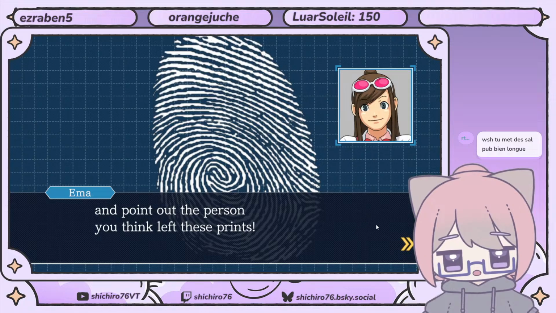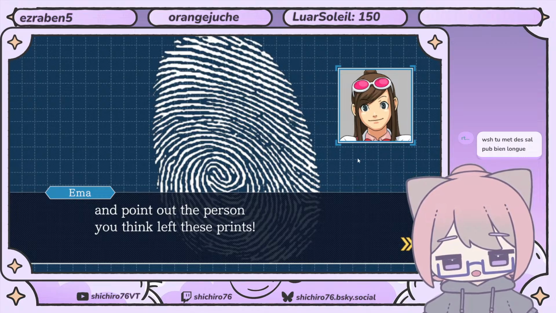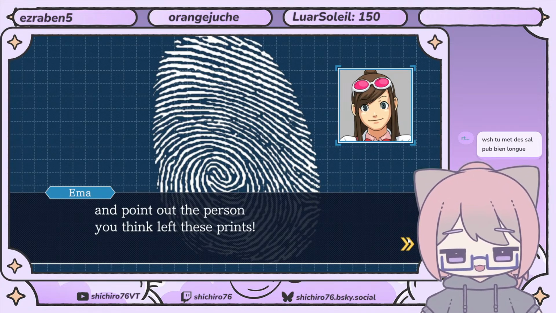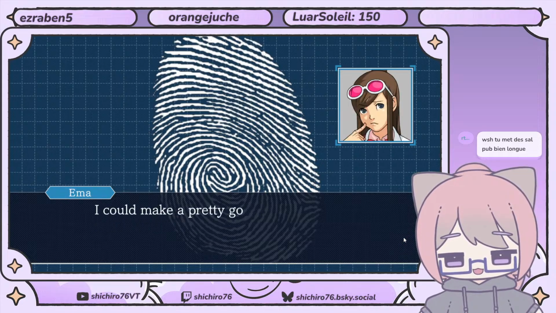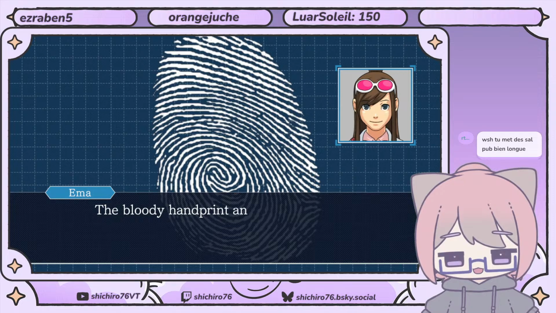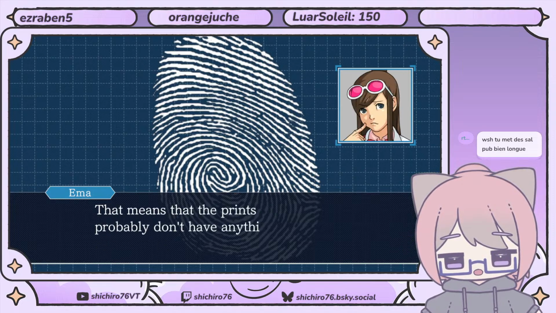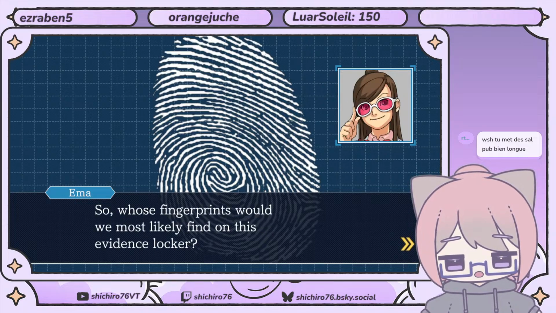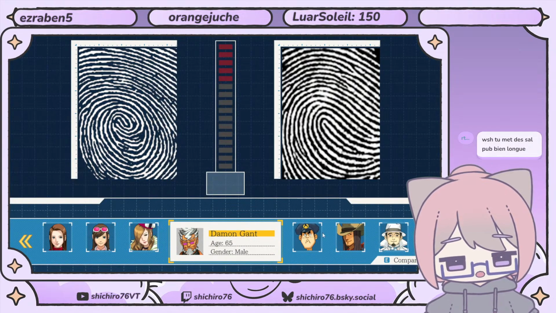Oh god, am I gonna have to match fingerprints? You're a 15-year-old girl studying science and I'm a lawyer. This is police work. Gumshoe? Huh? How am I supposed to know who it was? Could make a pretty good guess. The bloody handprint and the fingerprints are in different places, right? That means that the prints probably don't have anything to do with our case. So whose fingerprints will be most likely found on this evidence locker? Oh god.